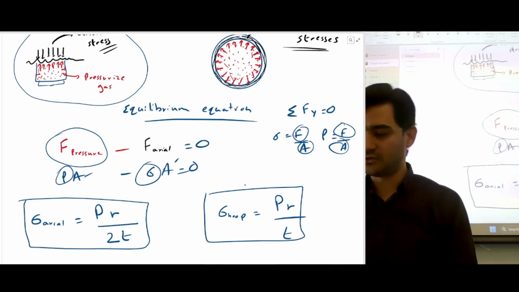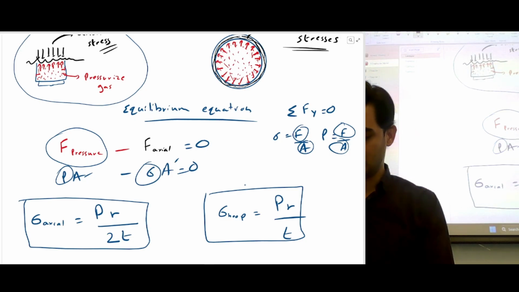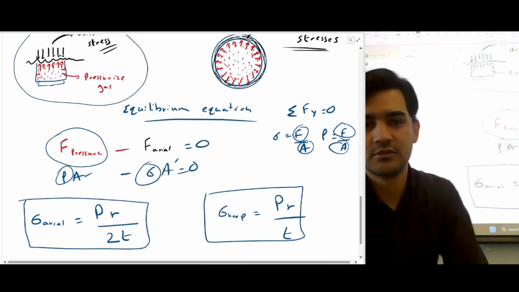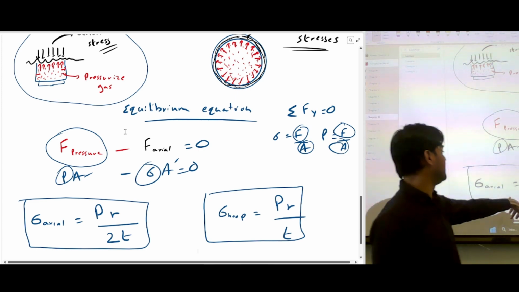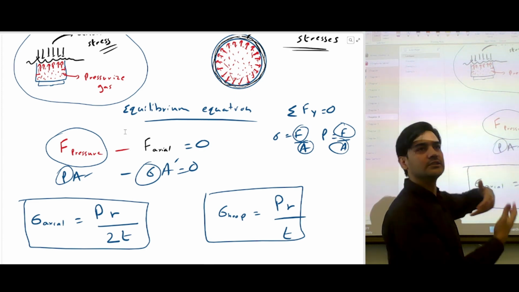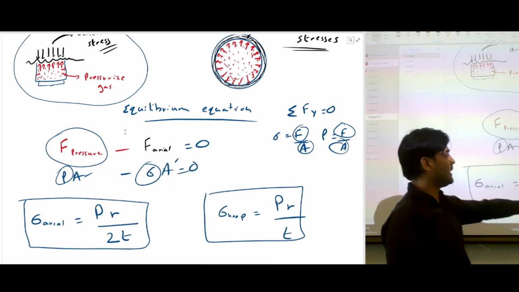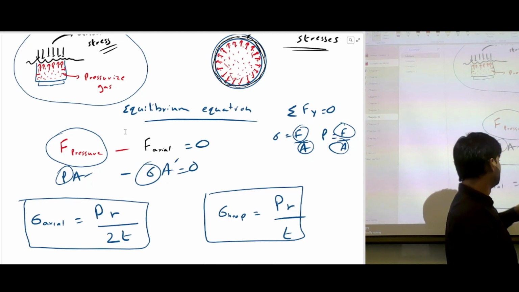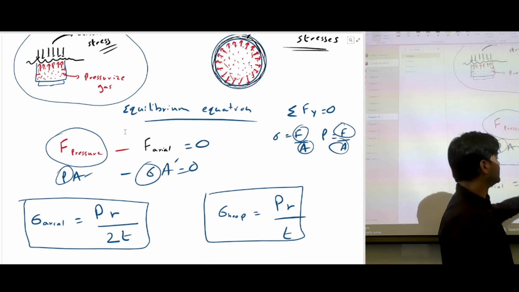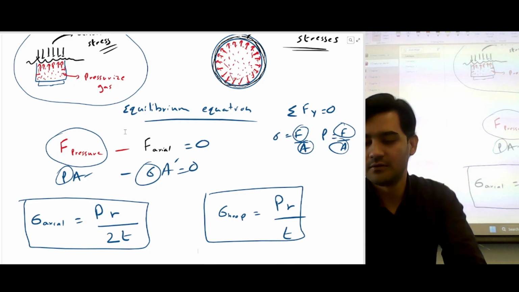So we can just do a couple of examples, and that's going to be chapter 8. All you have to remember is axial stresses, which is along the axis, and hoop stresses, which is along the circumference of a pressure vessel. And the formula is PR over 2T.